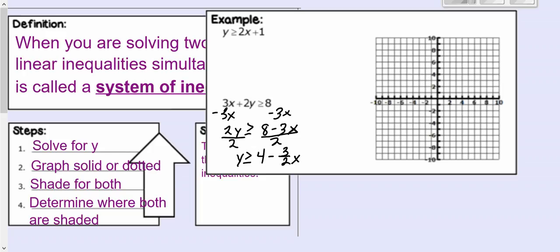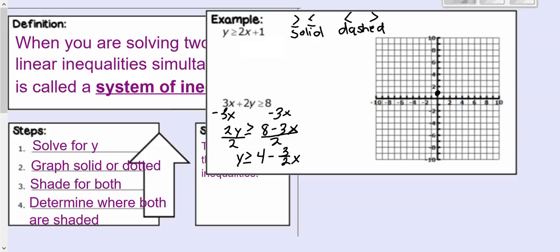So now I'm going to graph a solid or dotted line for each of these. I can see that for both of them, I'm going to have a solid line, because greater than or equal to and less than or equal to would be solid, and my less than and greater than would be dashed or dotted. So let's start with y is greater than or equal to 2x plus 1. I know that 1 is my y-intercept. And yes, you could graph these on your calculators too, but it's really good to be able to know how to do it without.